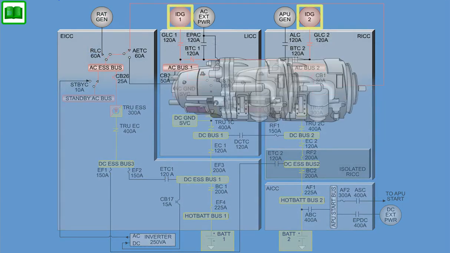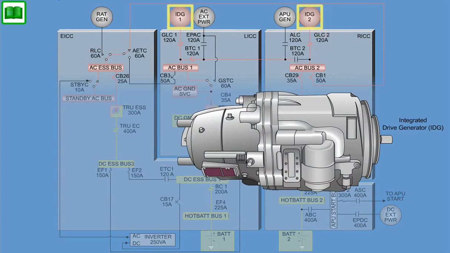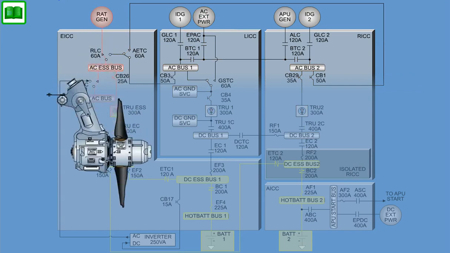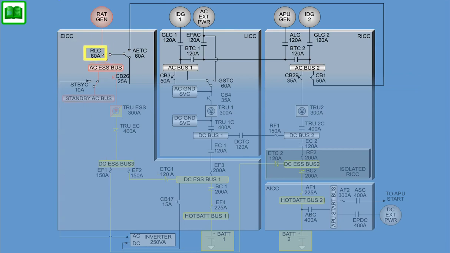Each main AC channel receives power from associated integrated drive generators 1 and 2 through a generator line contactor, GLC1 and GLC2, and distributes AC power via AC bus 1 and bus 2. The auxiliary channel receives power from the auxiliary power unit, APU, through an auxiliary line contactor and distributes AC power through a bus tie contactor, BTC1 and 2, and via AC bus 1 and 2. External AC ground power can also be supplied to the airplane through the external power AC contactor, EPAC. The ram air turbine channel receives power from the RAT generator through the ram air turbine line contactor and distributes AC power via the AC essential bus.